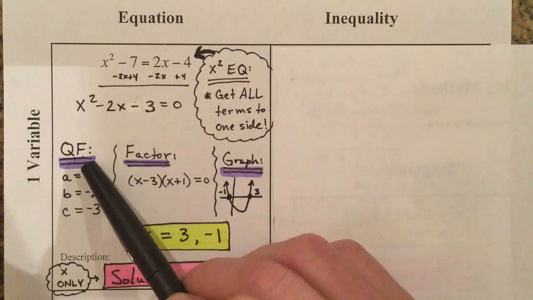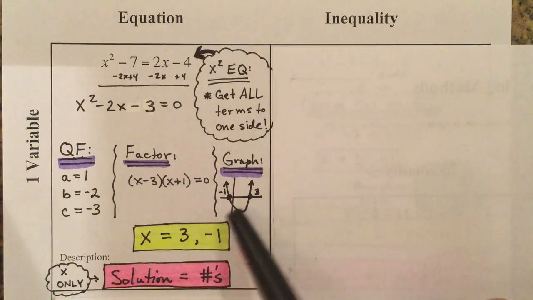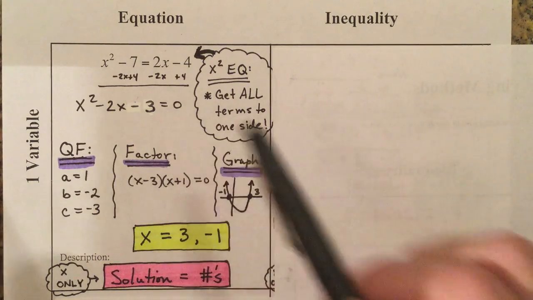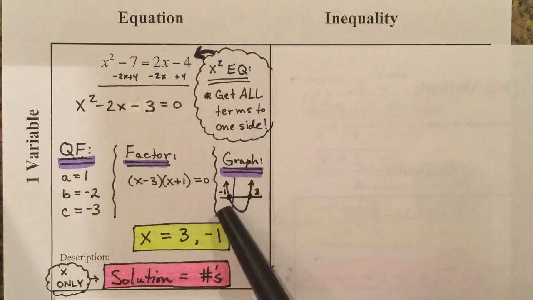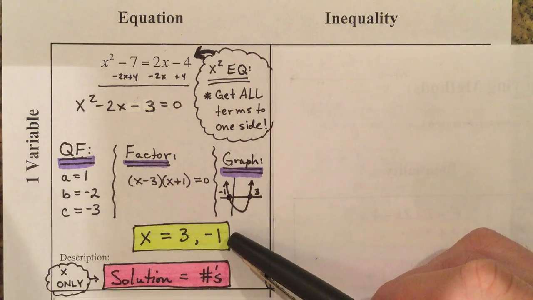We can use the quadratic formula, we could try to factor it using box and diamond to get two answers, or we could simply graph the left side and graph the right side with y1 and y2 equals and see where it crosses the x-axis. In this case, it crossed at -1 and 3. Therefore, our solutions were at -1 and 3.